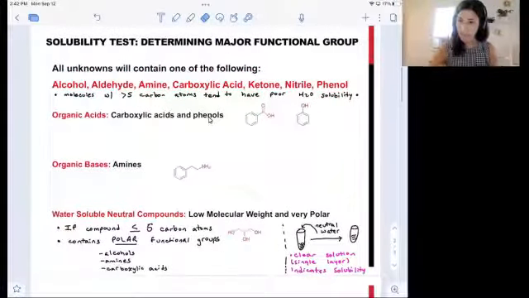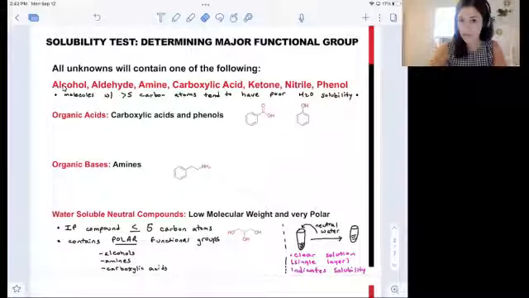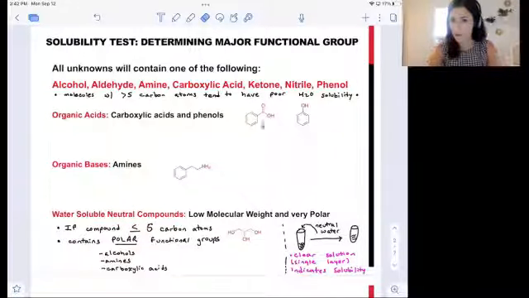As you come into your solubility test during experiment 3, it's important to remember that each of the unknowns will contain at least one of the functional groups listed here. Furthermore, organic molecules with greater than 5 carbon atoms tend to have poor water solubility. So for instance, even these organic acids and bases, which contain polar carboxylic acids and amines, are not particularly soluble in water because they contain greater than 6 carbons.